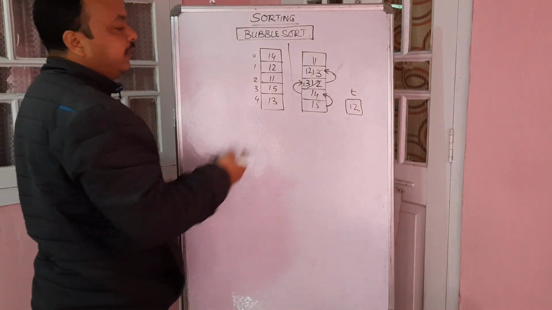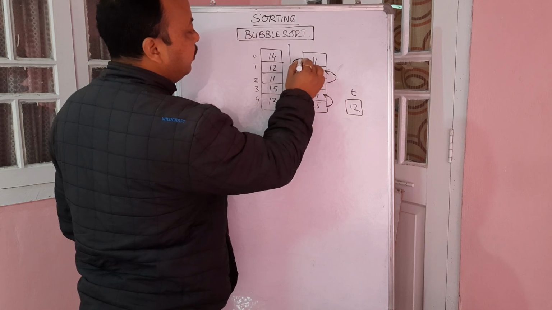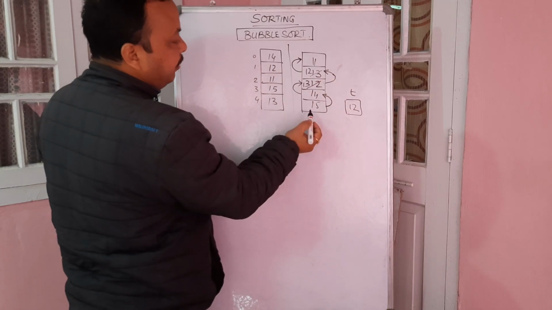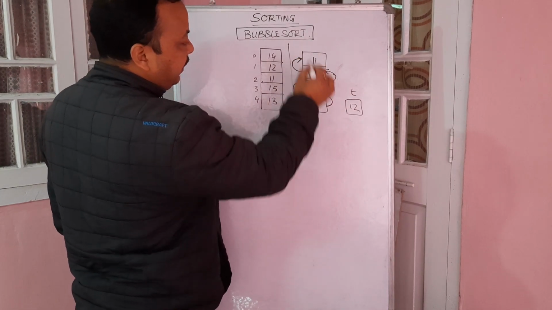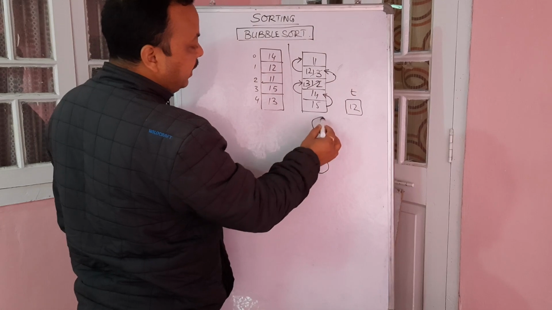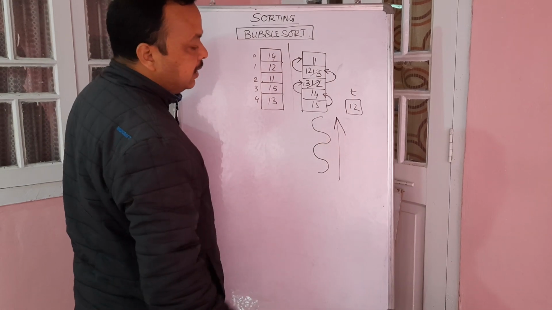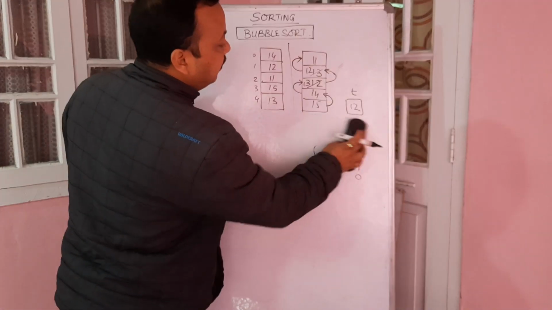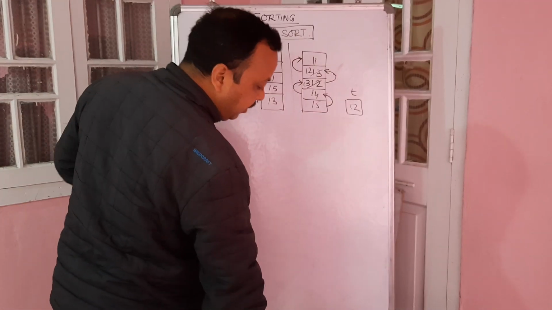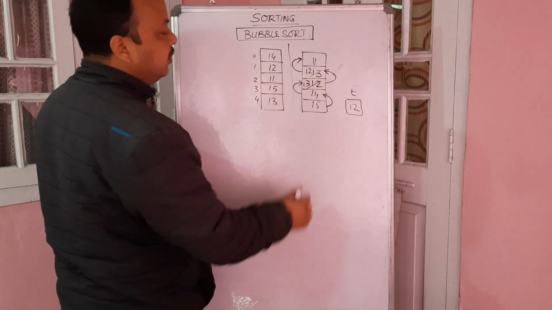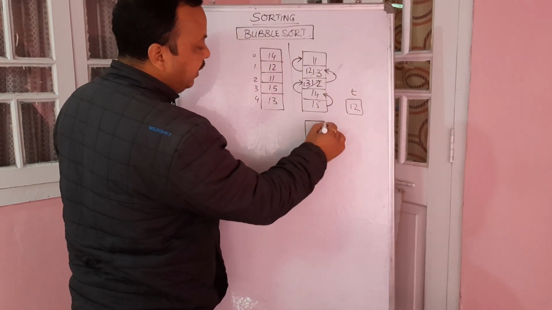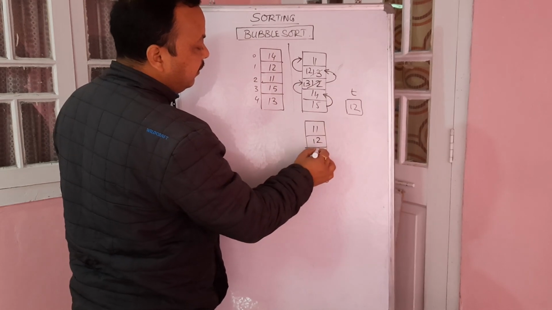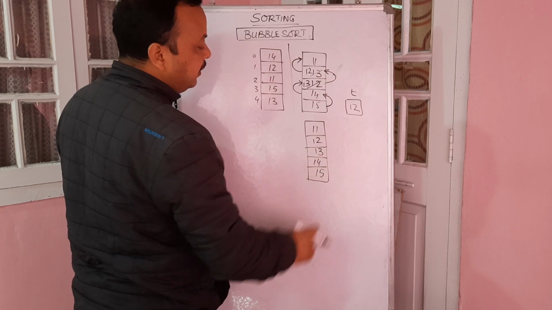Then as soon as I finish the comparison, I compare 12 with 11. Is 12 smaller than 11? No. But as a result of this comparison, you see, the entire comparison went bottom to top, just like an air bubble goes from bottom to top in water. So the smallest element, wherever it was, went on top. And as a result of this pass, the array now looks like this: 11, 12, 13, 14, 15.